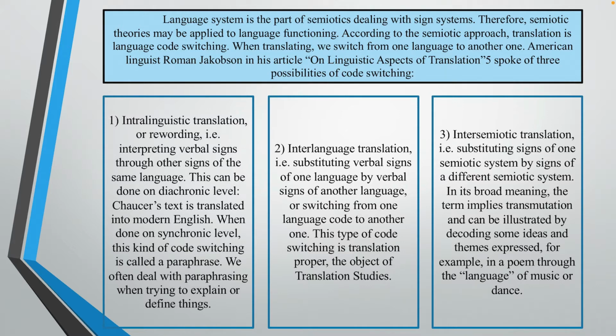The second, interlanguage translation: substituting verbal signs of one language by verbal signs of another language, or switching from one language code to another one. This type of code switching is translation proper, the object of translation studies. The third, intersemiotic translation: substituting signs of one semiotic system by signs of a different semiotic system. In its broad meaning, the term implies transmutation and can be illustrated by decoding some ideas and themes expressed, for example, in a poem through the language of music or dance.